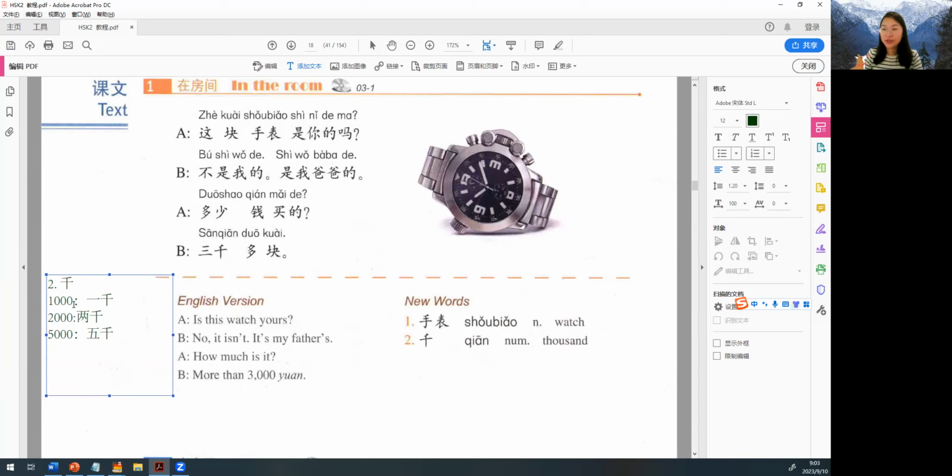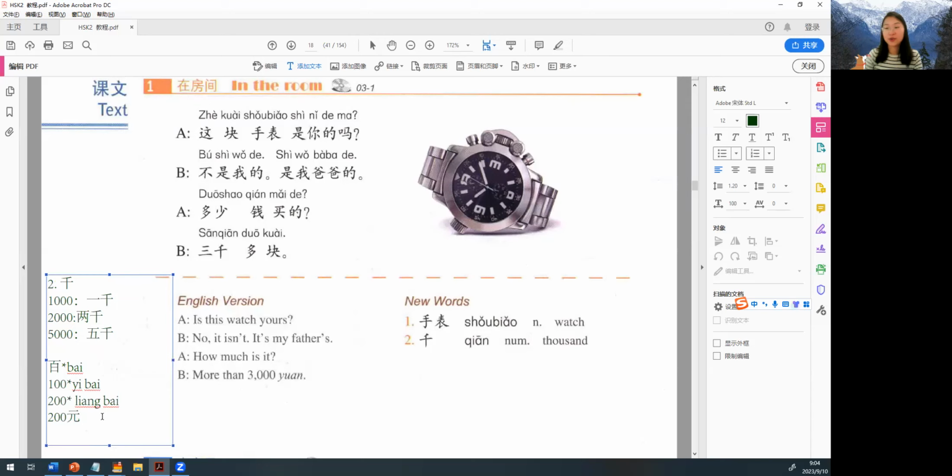So we know 1,000. What's 100? 100 is 百, and the pinyin is bǎi. All right. So here, for example, 100, we say 一百. And then 200, we just learned it, 两百. So what is 200 yuan? 两百块. This means 200 yuan. 200 yuan over here.